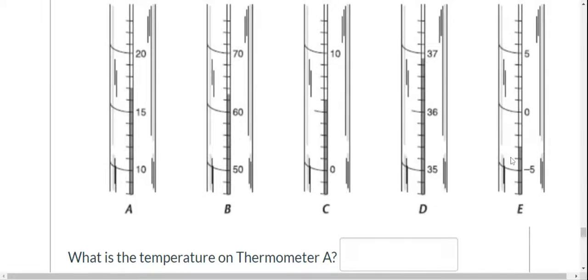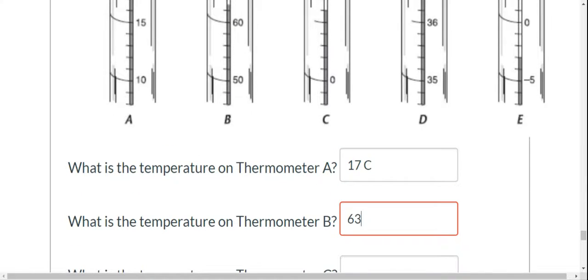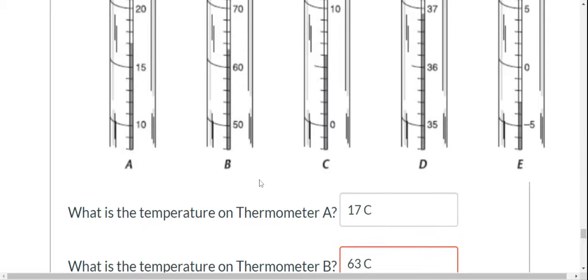Biggest thing here is you've got to watch your scales just like we did. So here's 10, 11, 12, 13, 14, 15. Pretty straightforward. So then this is 15, 16, 17. So this is 17 degrees Celsius. And then this one's a little bit different because here we have 50, 60. So this would be 50, 52, 54, 56, 58. So here we have 60, 62, and this would be 64. So what is halfway between 62 and 64? That is 63 degrees Celsius.